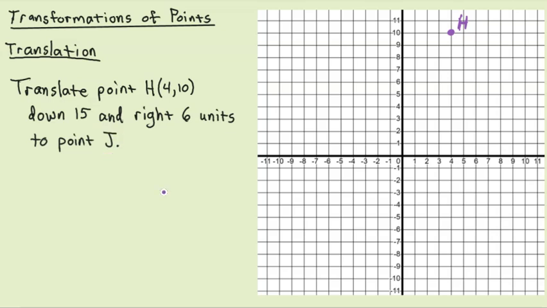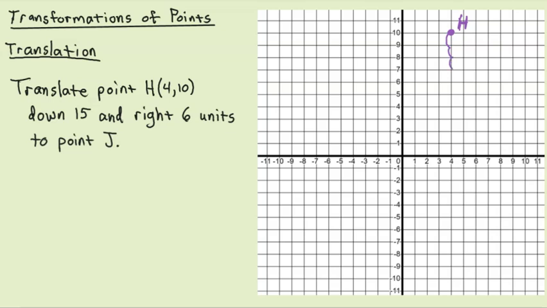That's all we're doing with the translation, is we're just moving in a vertical direction and a little bit in a sideways direction. It doesn't have to be both. We can translate just down 15, we can translate just to the right 6, but this one's saying to translate both down 15 and to the right 6. Well, what does that mean? Well, that means from this starting point right here, we're going to go down 15.